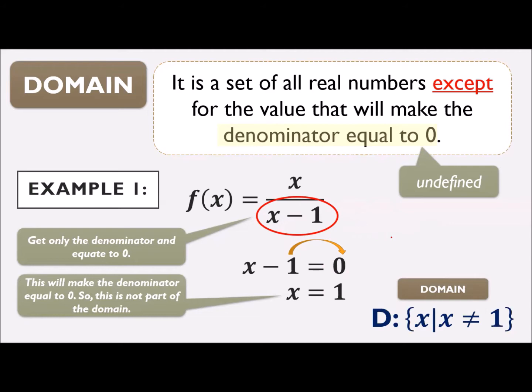So on other references, ang domain dito ay makikita nyo rin na ganito. X is an element of real numbers. So ito yung symbol for the real numbers. Pero hindi daw kasama si 1. Okay? I hope that's clear.